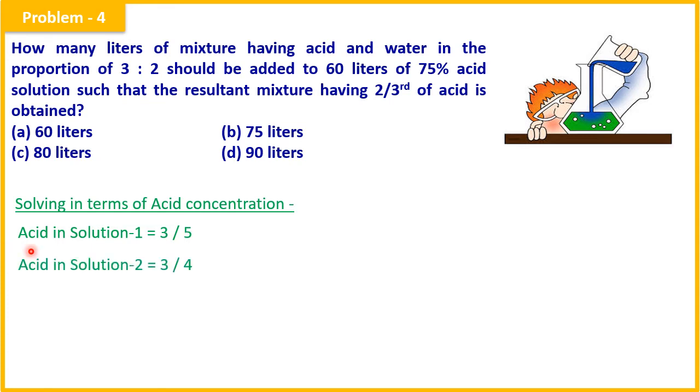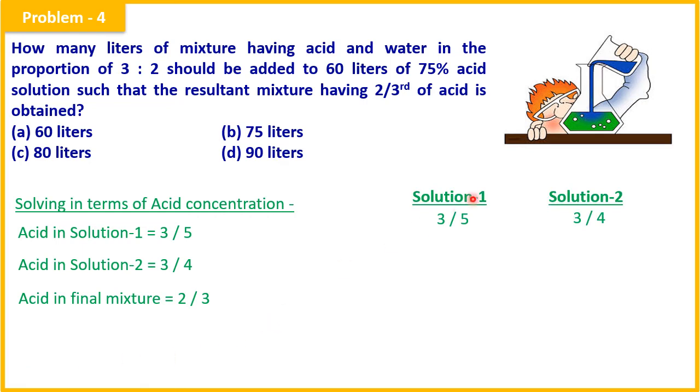Acid in second solution is 3/4 because it is 75% acid solution. It means out of 100 parts, 75% or 75 parts are of acid. So 75 out of 100 is 3 out of 4. So this is the acid concentration in solution 2. Acid concentration in final mixture is already given, that is 2/3. So here we know the concentrations in fraction.